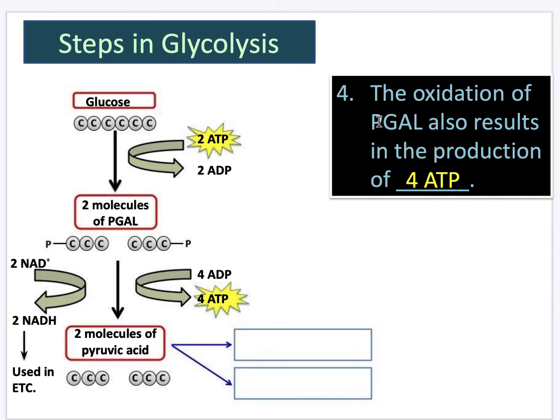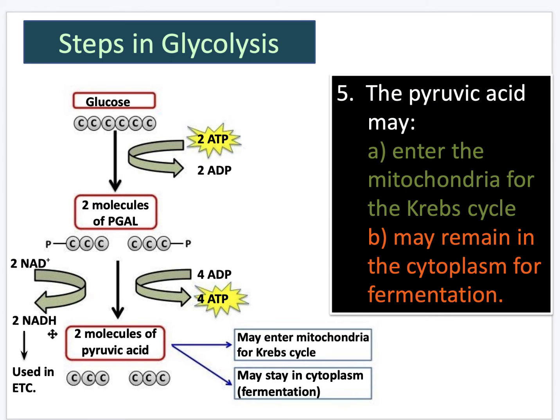The oxidation of PGAL also results in the production of 4 ATP. So as the PGAL is turned into the pyruvic acid, notice what's happening right here. You see this phosphorus group and this one right here. They both get released, and that's able to be added to some of this ADP to turn ADP into ATP again. The pyruvic acid may, from here, enter the mitochondria for the Krebs cycle.